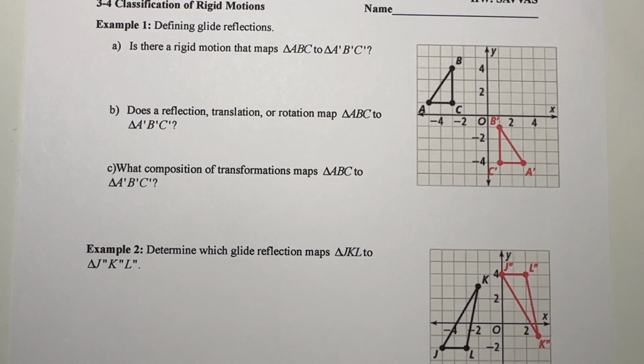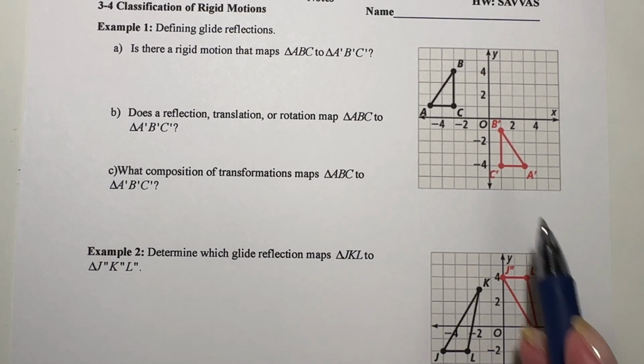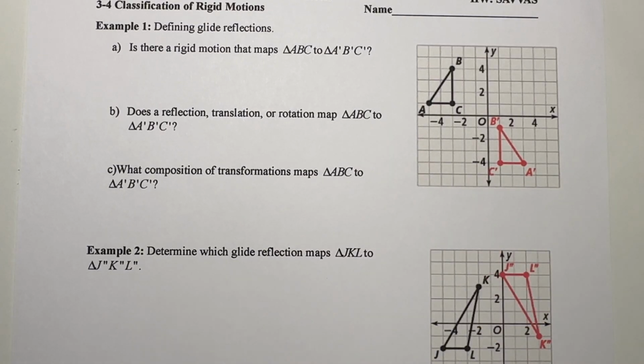So first thing it says is, by the way, we're using these to help us answer our questions. Is there a rigid motion that maps ABC to A prime, B prime, C prime? So this answer is going to vary for each of you. So what I want you to do is pause the video right here and come up with what you think is the correct answer on this.